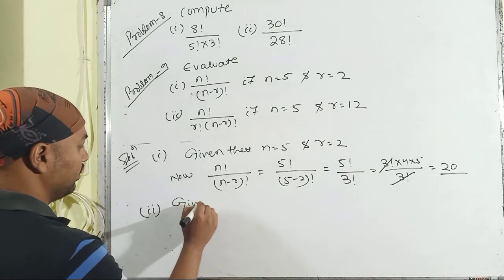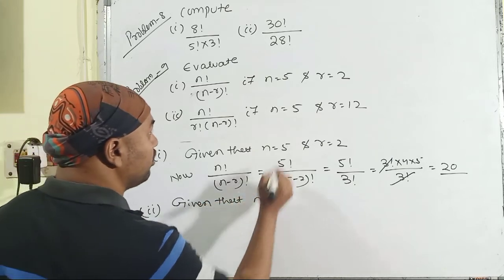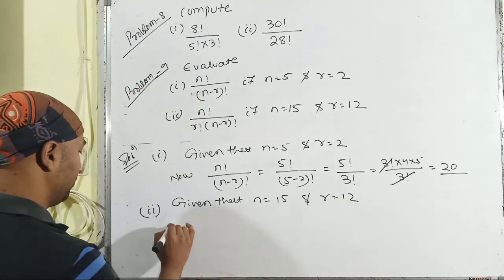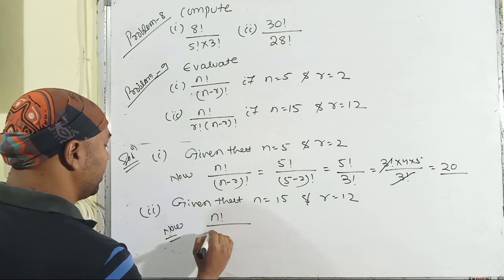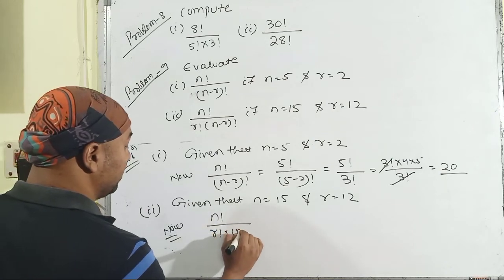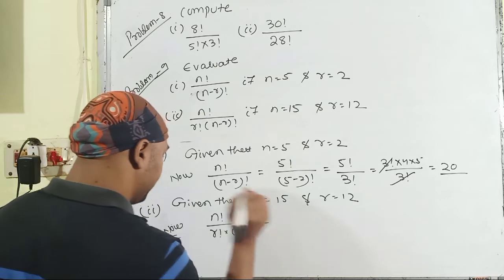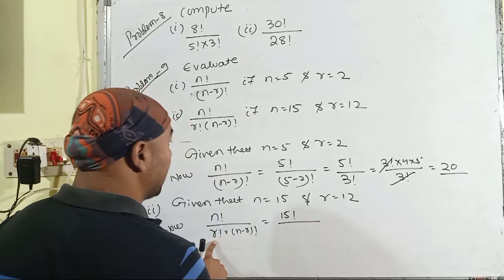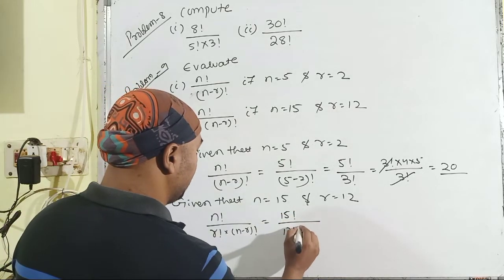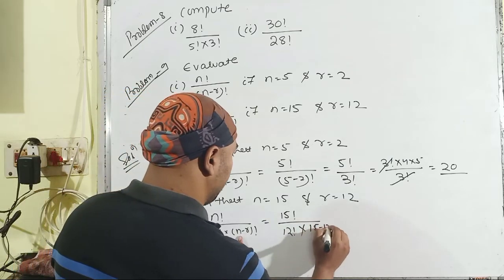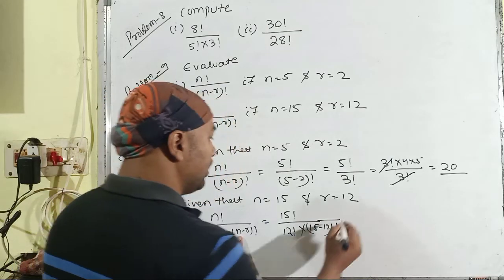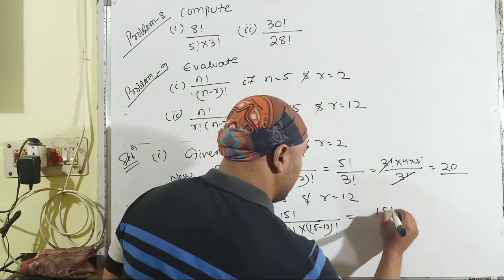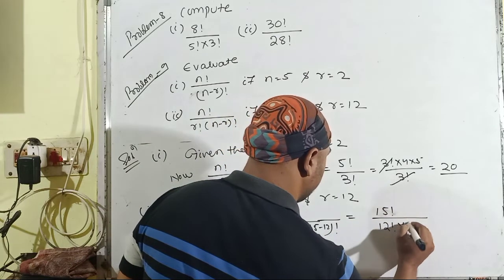Given that n is equal to 15 and r is equal to 12. Now n factorial divided by r factorial multiplied with factorial of n minus r. First of all, putting the value of n, it is 15 factorial divided by r factorial, that means 12 factorial, multiplied with factorial of 15 minus 12. Then it will be 15 factorial divided by 12 factorial multiplied with 3 factorial.